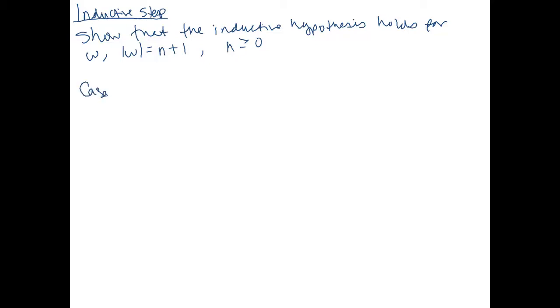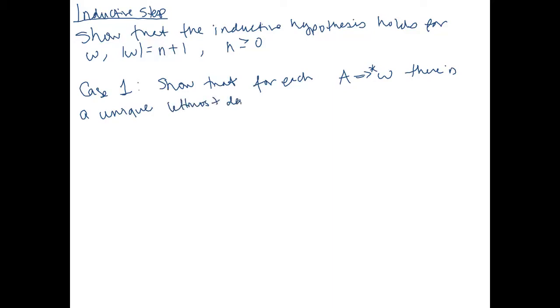In case 1, we're going to handle from A. So we want to show that for each string w derived from A in 2 or more steps, so A yields w, there is a unique leftmost derivation of w from A, which we're going to write A yields, using a leftmost derivation, w.